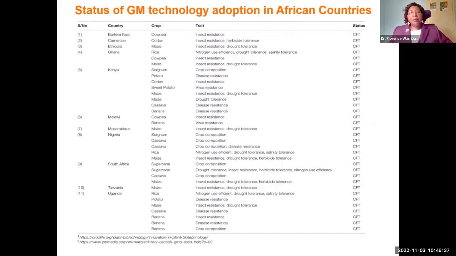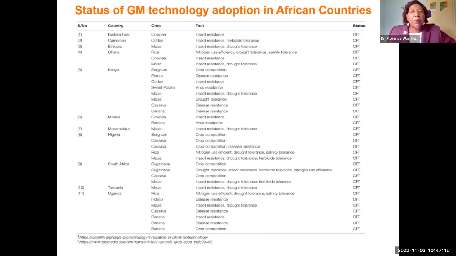This is a big list. You may not be able to see it, but it shows the status of GM technology adoption in Africa in terms of countries doing research. I'm going to show you the next slide, which shows which have been commercialized. If you go to Burkina Faso, you're going to find insect-resistant cowpea, and there'll be cotton and all that. Ethiopia is using drought-resistant maize. Ghana has rice, cowpea, maize. Kenya, you have a whole list of things. Some are in contained field trials, not necessarily released, but this is what is going on.